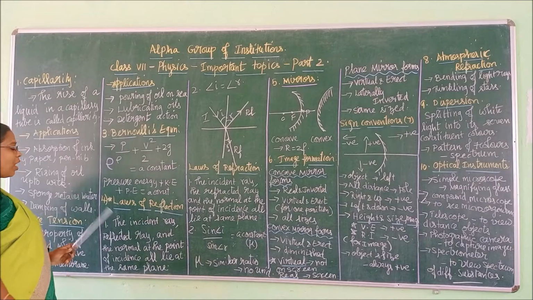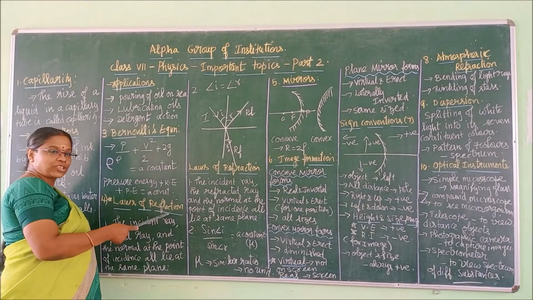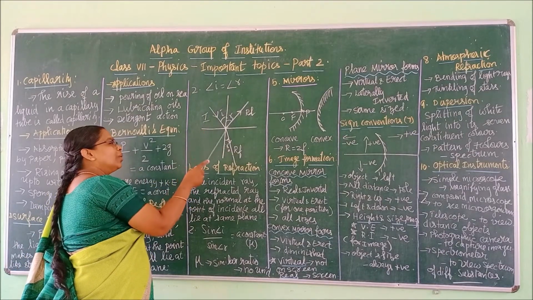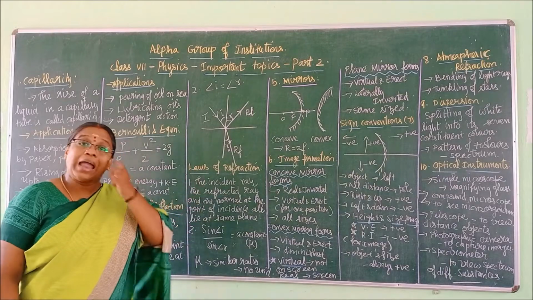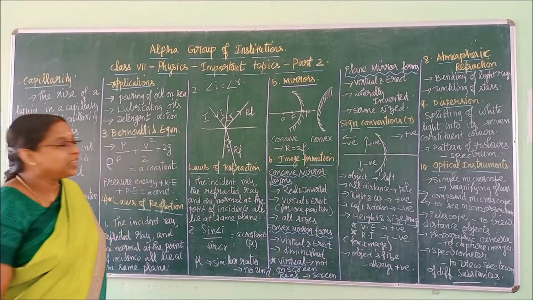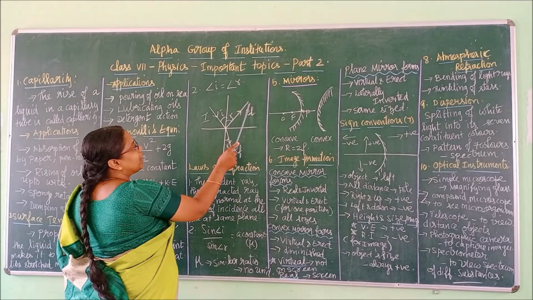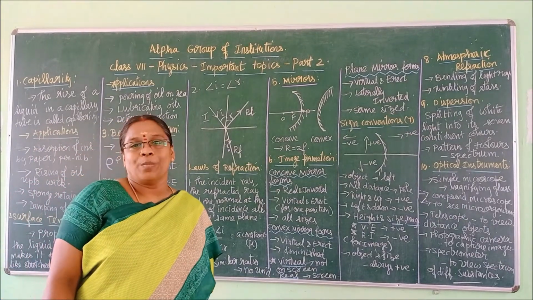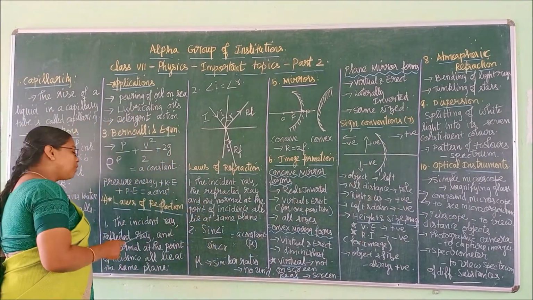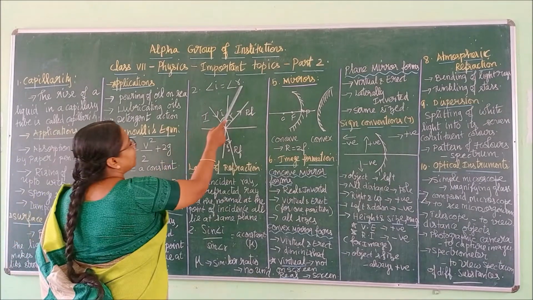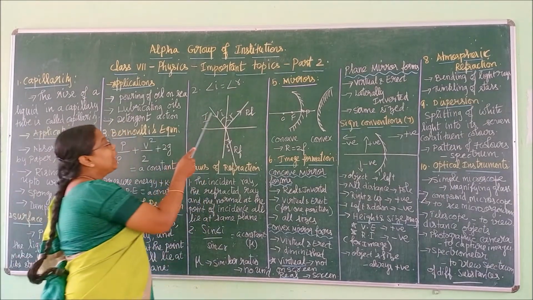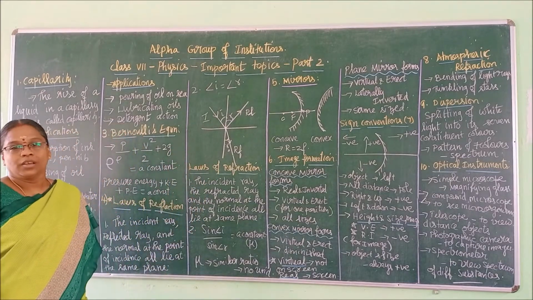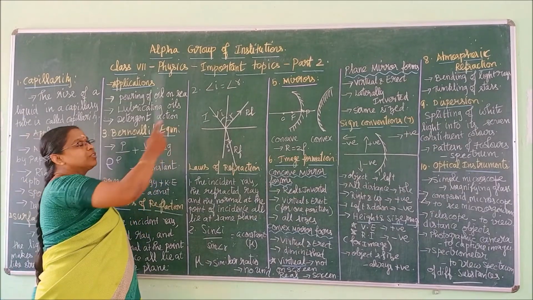Now in this, what are the laws? We'll first move with the laws of reflection. What does it say? The incident ray, the reflected ray and the normal at the point of incidence all lie in the same plane. This is your first point of the laws of reflection. What does the second law say? The angle of incidence is equal to the angle of reflection. So these are the 2 points of the laws of reflection.